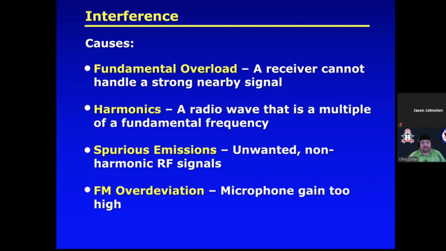A spurious emission is an unwanted non-harmonic RF signal. If your radio is starting to have problems, and while you're using it, it just spits out garbage on other frequencies, and it's causing interference and doing weird things. These are unwanted non-harmonic RF signals. They will cause interference, because basically your radio is starting to degrade. That's one way you can think about it.